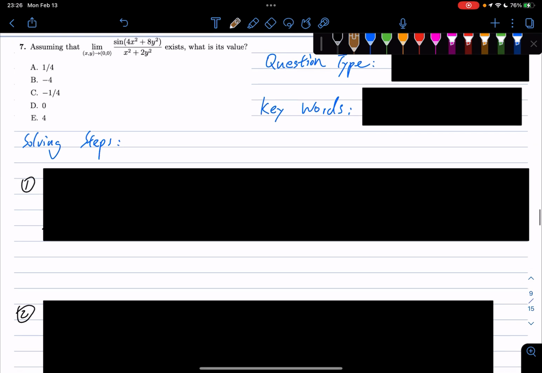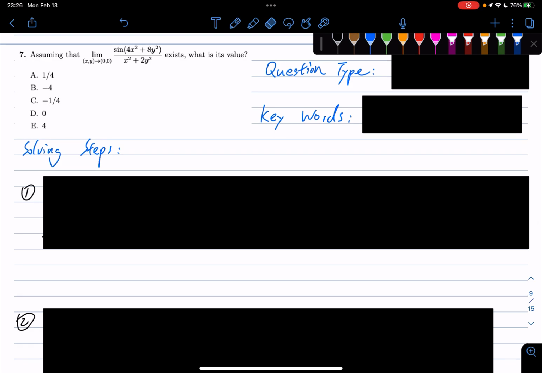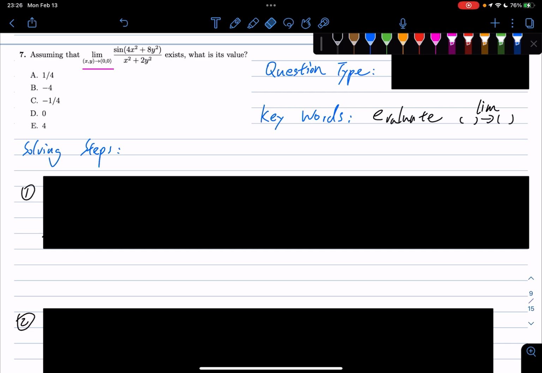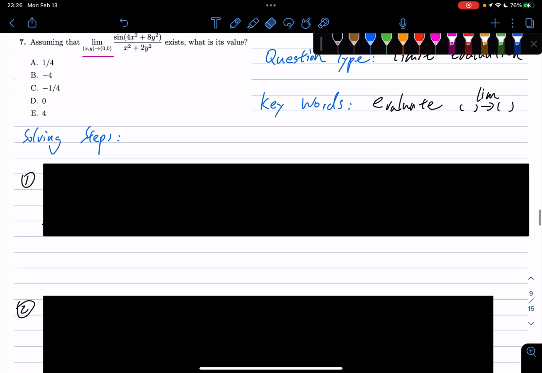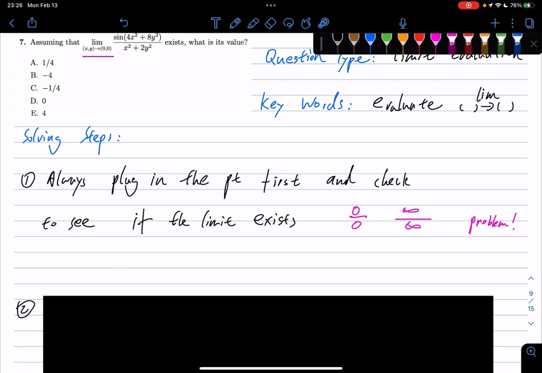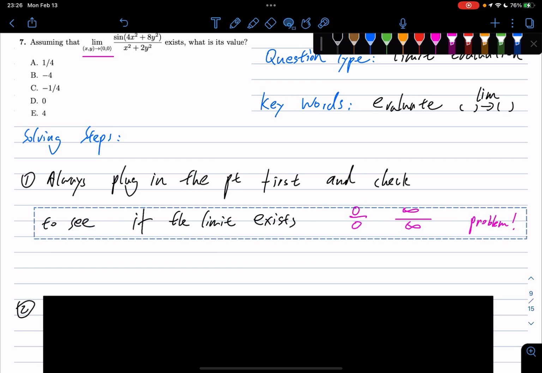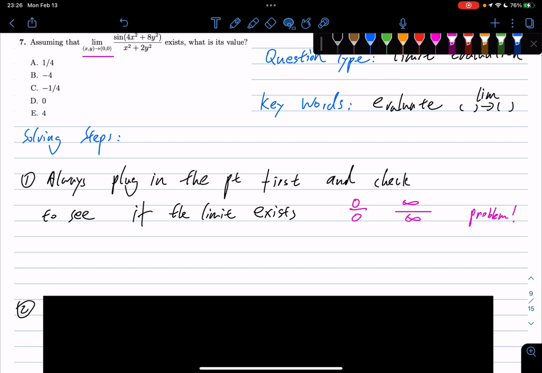Next, question number 7. Assuming that the limit exists, what is the value? The key giveaway in this problem is this little limit sign, as we have discussed in my limits and continuity videos, if you want to check that out. They will tell you to evaluate some sort of limit, so you will have limit notation. So it's going to be a limit evaluation problem. To solve a limit problem, the first step is always to plug in the point that you want to evaluate and check to see if the limit actually exists. If a limit exists, then you don't have to do anything about it. It's just the value that you evaluated to. No need to perform the rest of the steps.